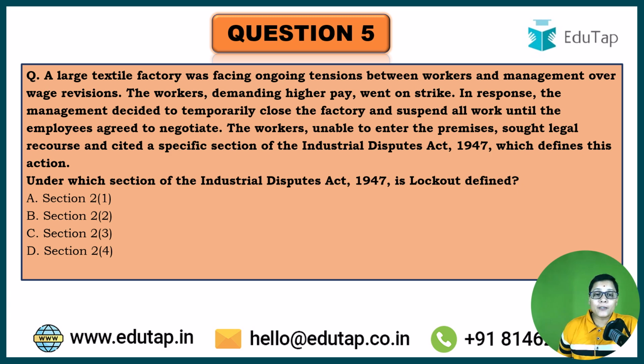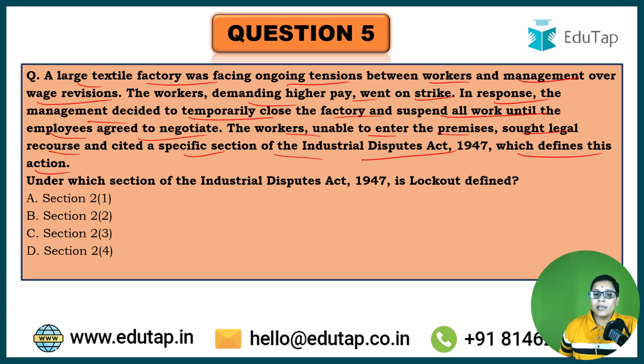Moving on to our next question. A large textile factory was facing ongoing tensions between the workers and the management over wage revisions. The workers demanding higher pay went on strike. In response, the management decided to temporarily close the factory and suspend all work until the employees agreed to negotiate. The workers, unable to enter the premises, sought legal recourse and cited a specific section of the Industrial Disputes Act 1947 which defines this action.